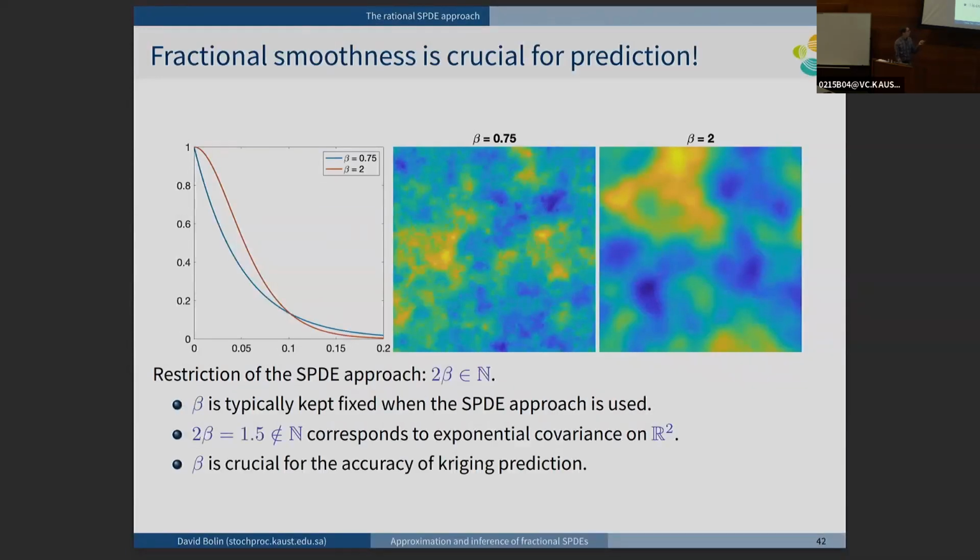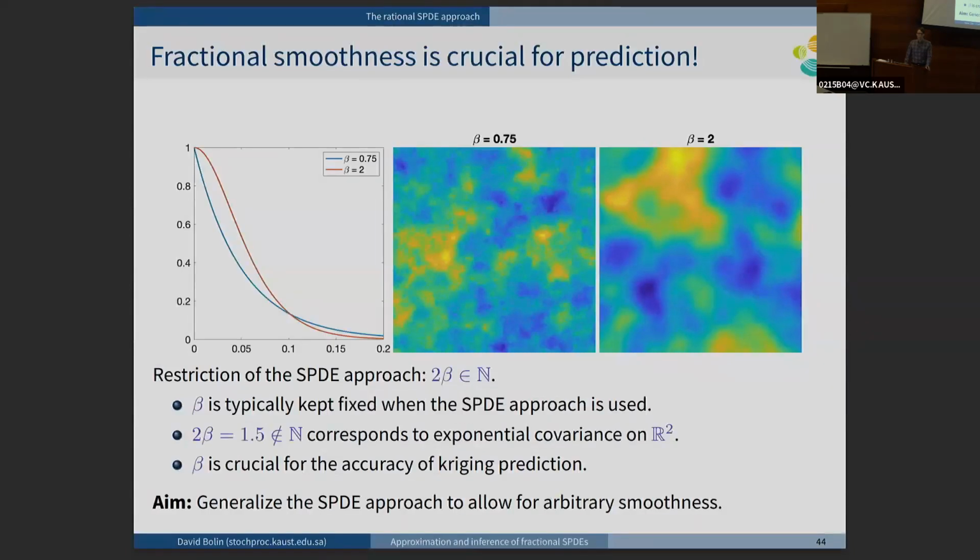Basically, because what I just showed is that beta is crucial for the accuracy of Kriging, but also, if you keep beta fixed like this, you cannot, for instance, allow for an exponential covariance in R2. So this is now the goal. We would like to come up with a practical method that generalizes this SPDE approach to arbitrary smoothness.